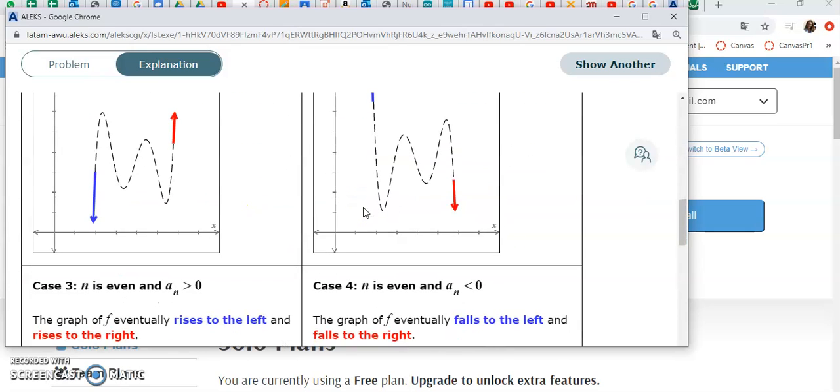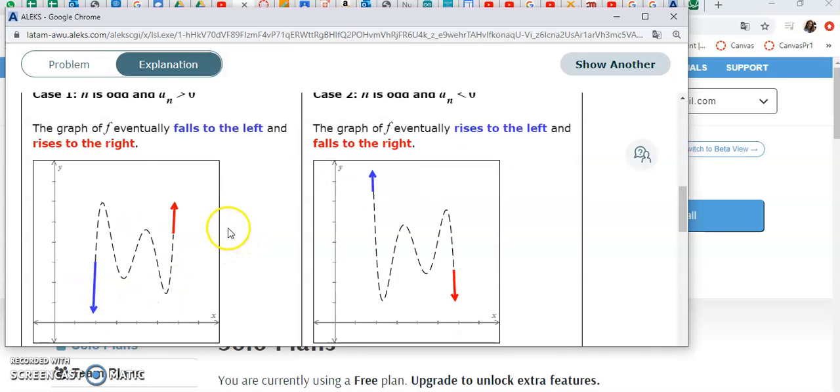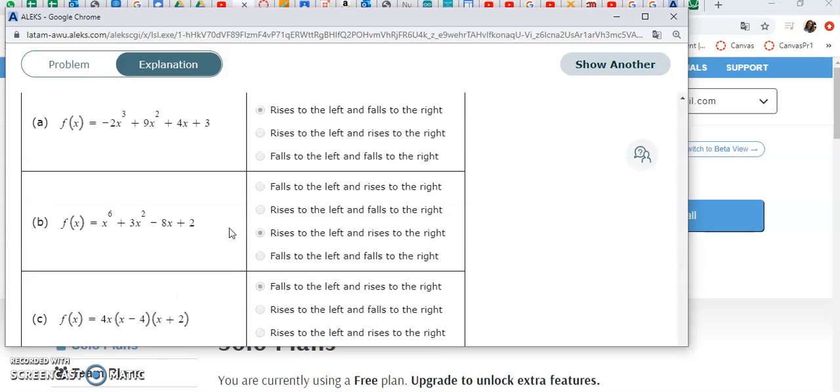Let me check. Here we have the solution. Look, it is the case number 1. When n, which is the degree, is an odd number because it is the third degree, and the leading coefficient is positive, it falls to the left and rises to the right. Let's check the answer here. And as you can see, we are right. Falls to the left and rises to the right.